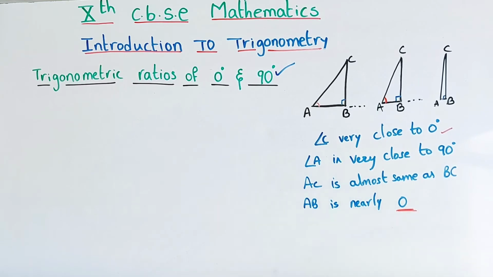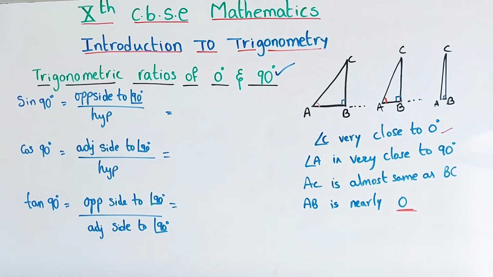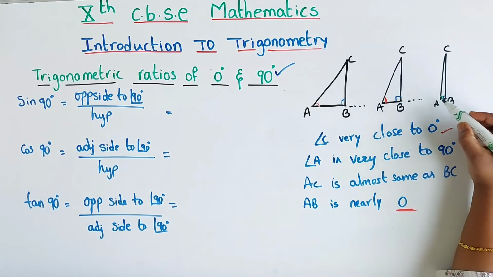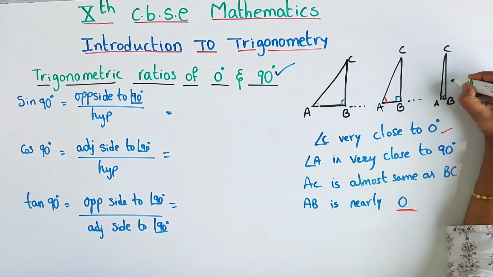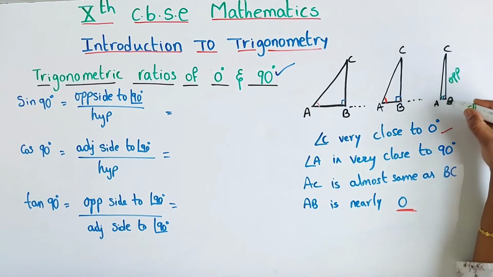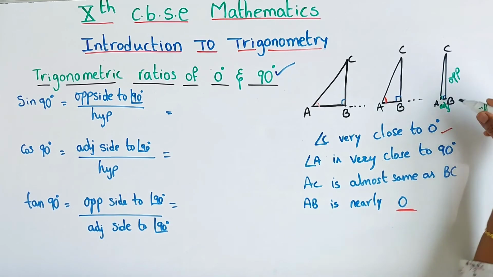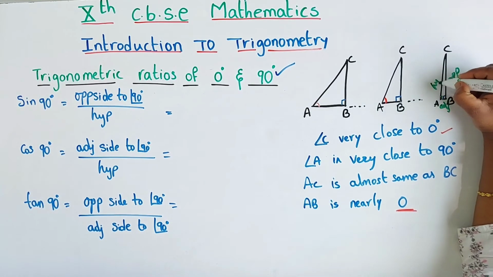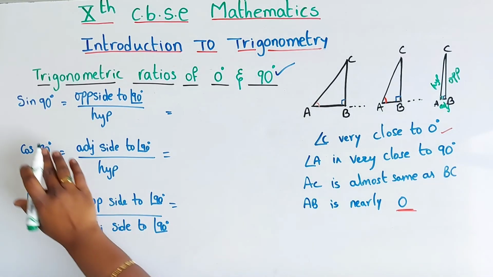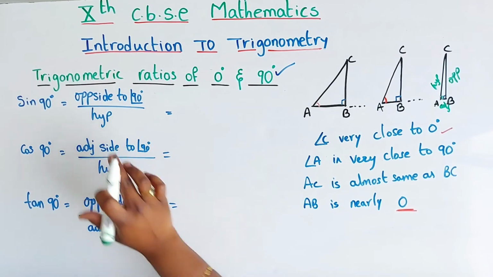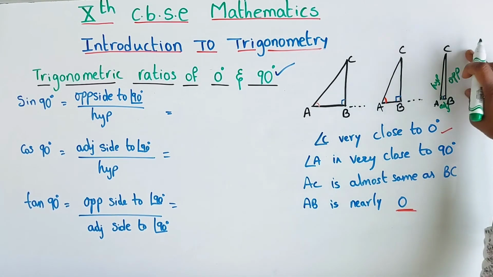Right, children? Now we'll write the ratios. We are considering this angle, children, angle A almost 90 degrees. That means the opposite to angle A is BC. The adjacent to angle A is AB. This is the adjacent side. Now AC is the hypotenuse. Right, children? We'll write the ratios. Sine 90 degrees equals the opposite side to 90 degrees divided by hypotenuse. That means BC by AC.